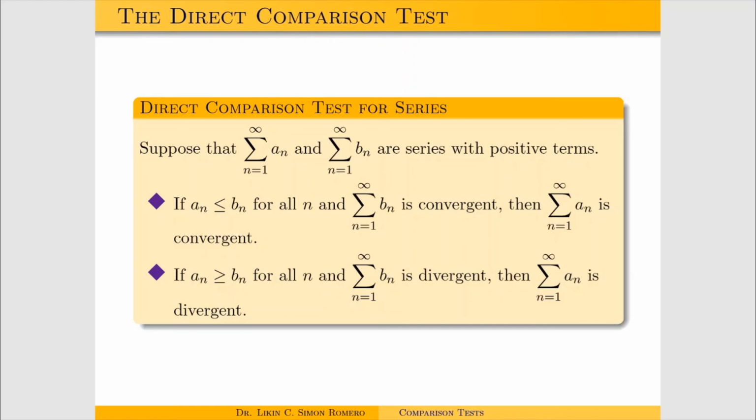I should note that when doing the direct comparison test, we know what the series B of n goes to, and we are trying to say something about what the series A of n does.